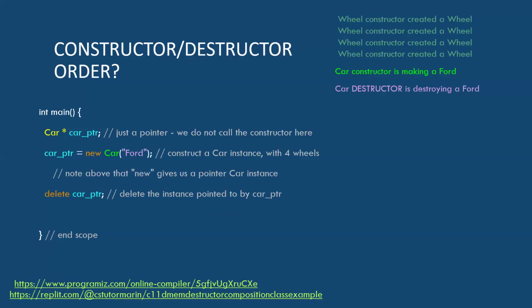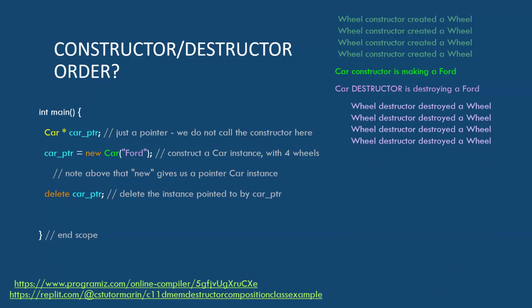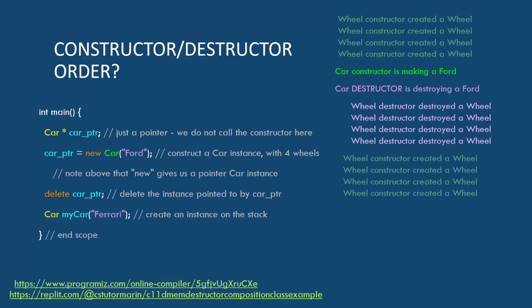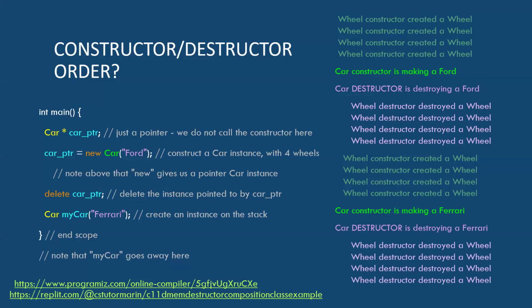So here's us creating a new car and deleting the car. That works, and we saw that kind of in our last example. And there's us constructing, and then it's automatically going to go out of scope and destruct. Okay. So fun with cars and car parts.